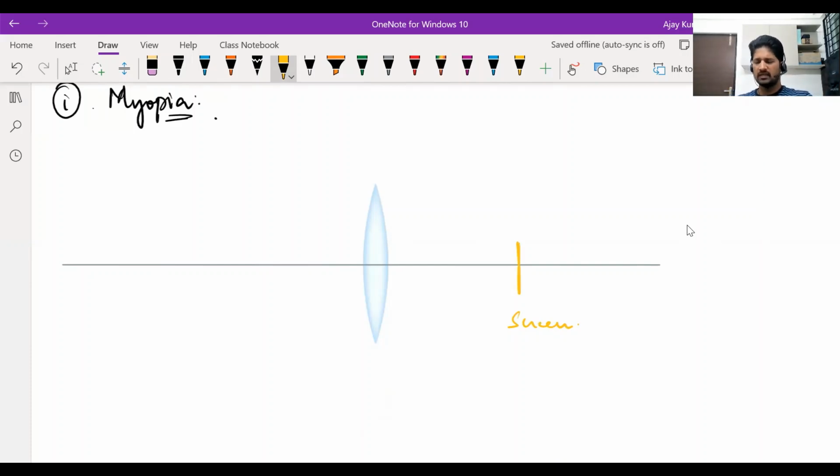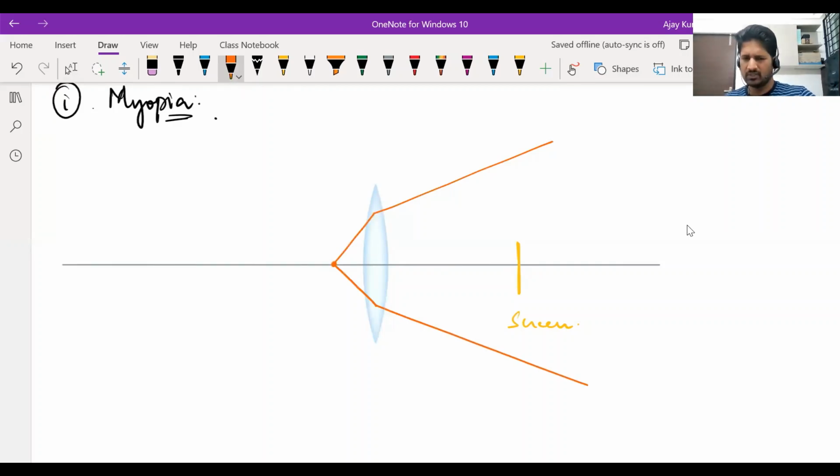Now, converging lens, what does it do? It bends the light rays towards the principal axis. Fine. If an object is too close to the eye, you imagine incident rays from it. One ray like this and one ray like this. If you remember these cases, then it will be easy for you to answer. So we'll spend some time on this. If it's too close, even if it bends towards the principal axis, it won't form a real image on the screen. The rays are not going to converge onto the screen.